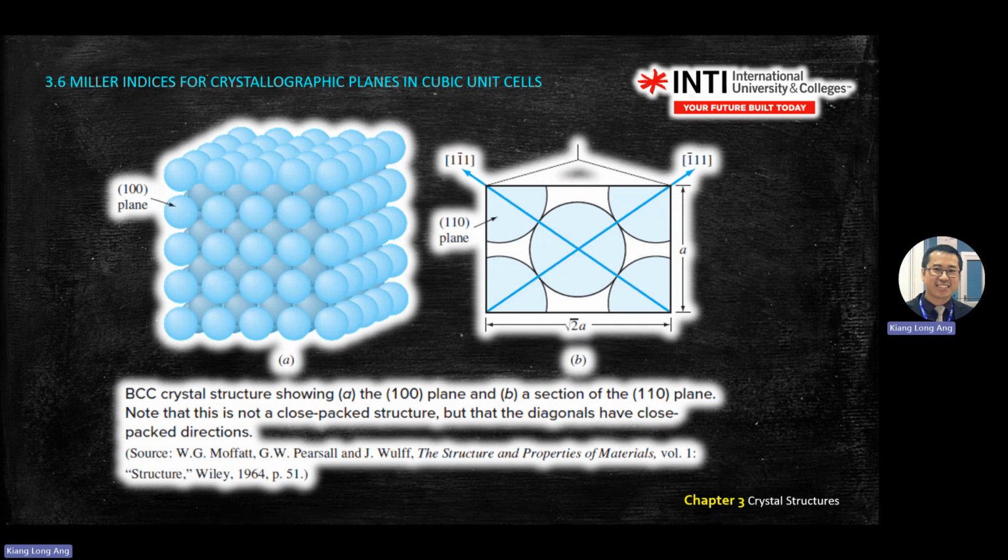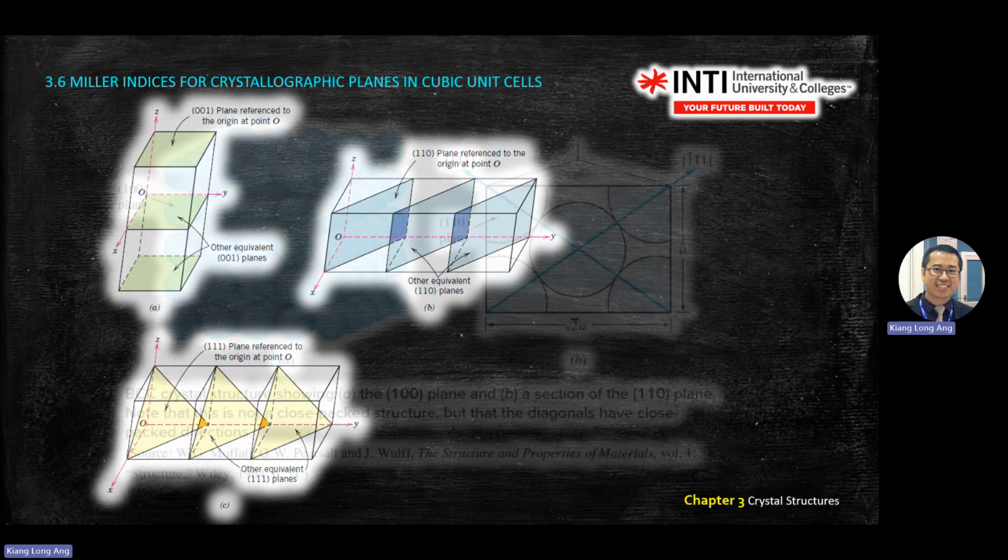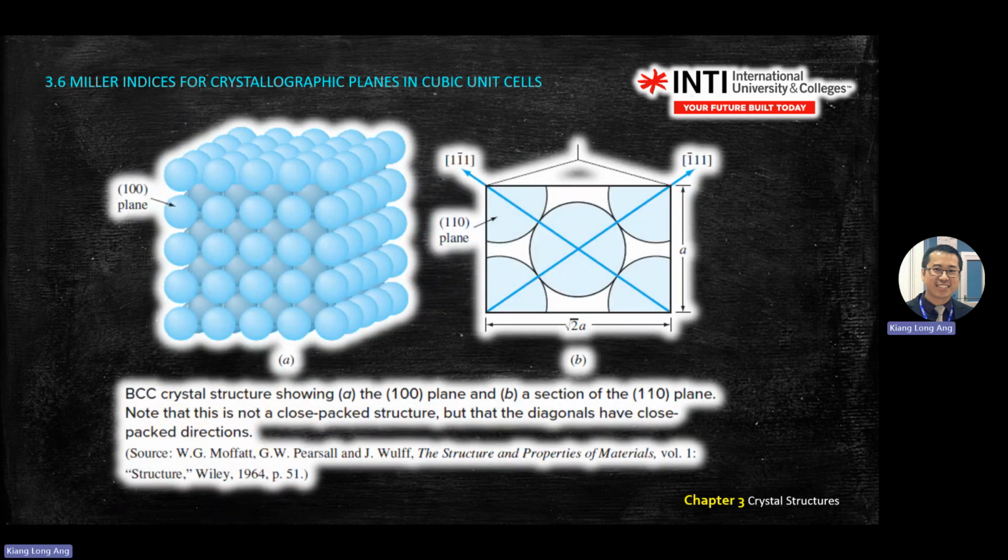Another one, if you take a section of the 110 plane, 110 plane means you chop 110 like that. You chop like that. Okay. Now 110 is like that. You chop like that. Okay. You chop like that. So when you chop, you look at the plane. What do you see from the cross section?